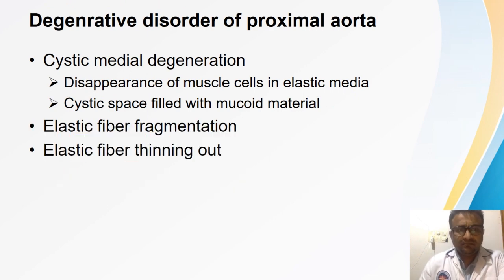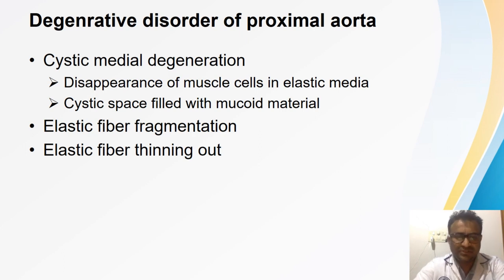Let's briefly talk about the degenerative disorder of the proximal aorta. If you look at the histopathology of degenerative disorder of the proximal aorta, there is a cystic medial degeneration. What is cystic medial degeneration? If we see the aorta in histology, we can see there is a disappearance of mucous cells in the elastic media.